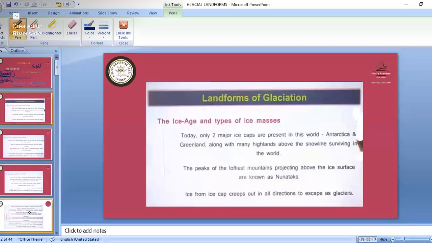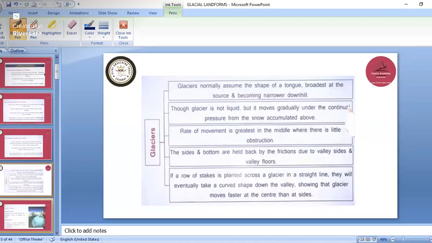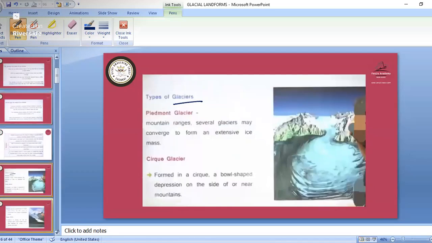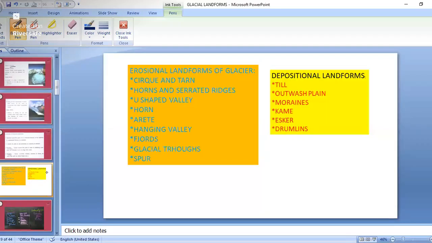In this part, the erosional and the depositional landforms of the glacier, what do we mean by glacial landforms? If we have some landforms formed by the glaciers, that will be known as glacial landforms. In this part, we have various landforms.